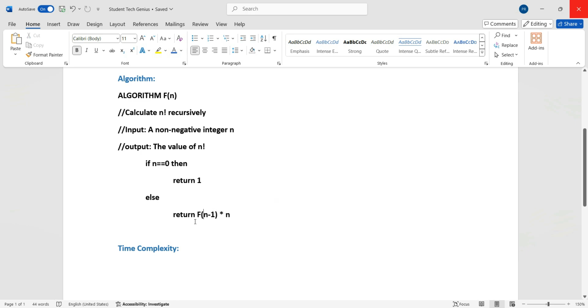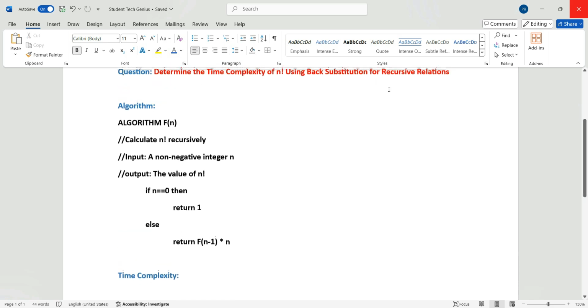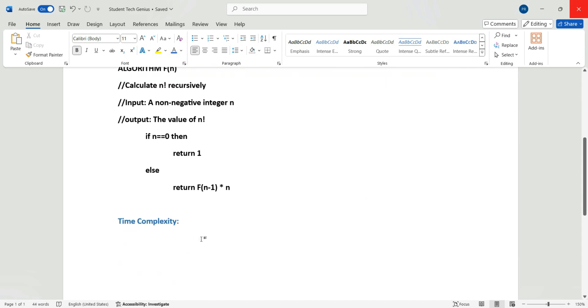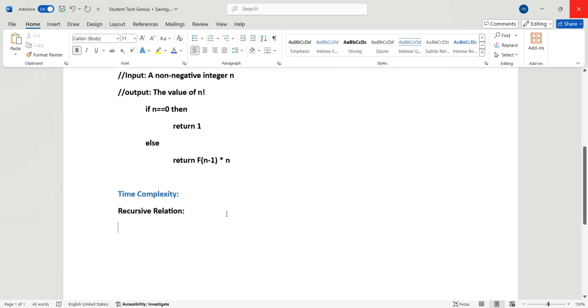Okay. Now to calculate the time complexity, we need to write the recursive relation. The recursive relation we have is f of n is equal to f of n minus 1 into n. So this is the recursive relation we have. And after that, we need to see what the basic operation is. The basic operation that is happening is multiplication.